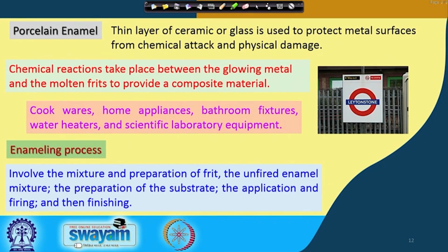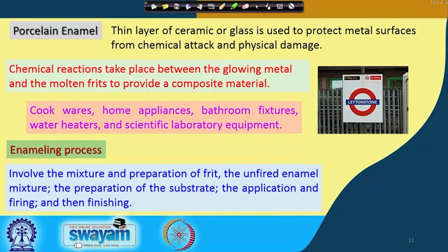It is a mixture, and after the preparation of the ferrite comes the unfired enamel mixture. Before firing we have the enamel material which can be coated. Then the preparation of the substrate: the substrate material will be in your hand, and on that substrate we will apply that particular coating. Then the application, how you coat that material, and then we go for the firing, and finally the finishing, that means the polishing and other things. Stepwise we will consider all these things, from getting the ferrite to the finishing process for making this porcelain enamel material. Okay. Thank you very much.